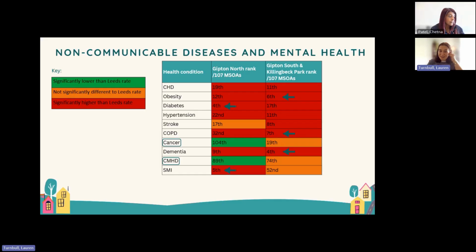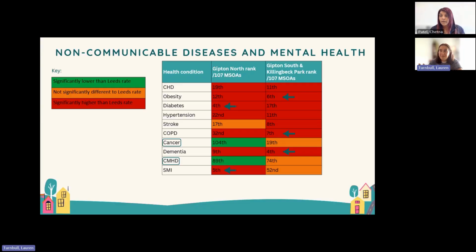I can't go into it fully today because we could probably do a whole session on this. But as you can see, for cancer, we generally see that areas of high deprivation actually have lower rates of cancer prevalence. And similarly with common mental health, if we look specifically at IMD1, on the whole, they are lower than Leeds. That is generally true for Gipton North, because you can see they're green, which means they are lower than Leeds.